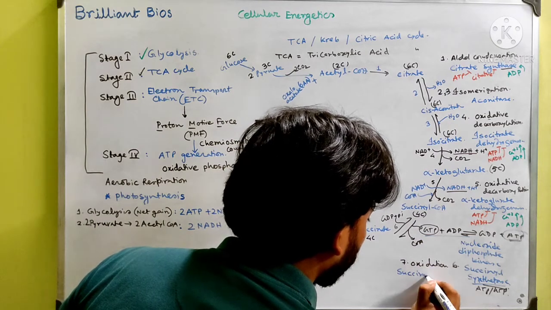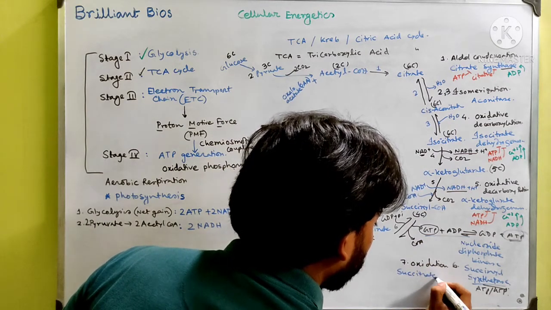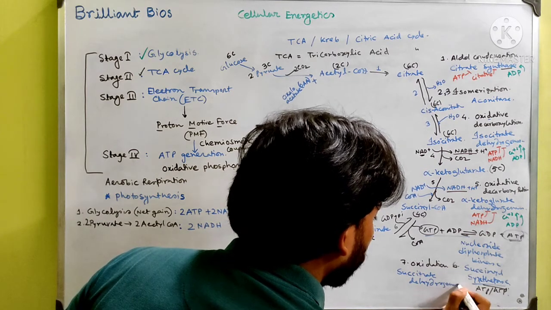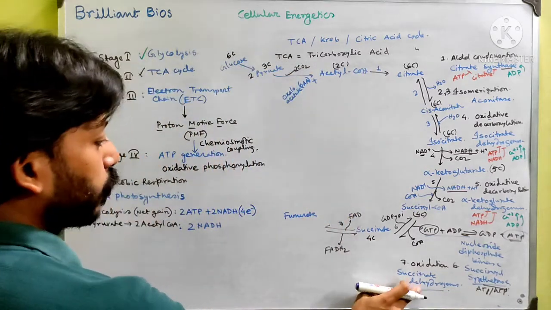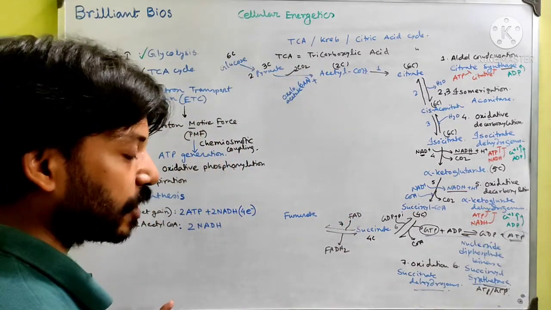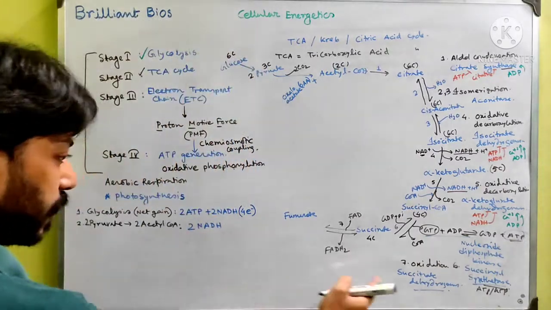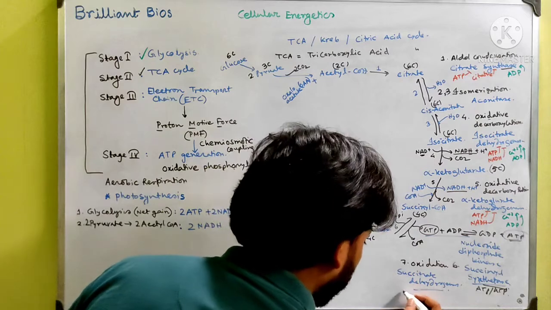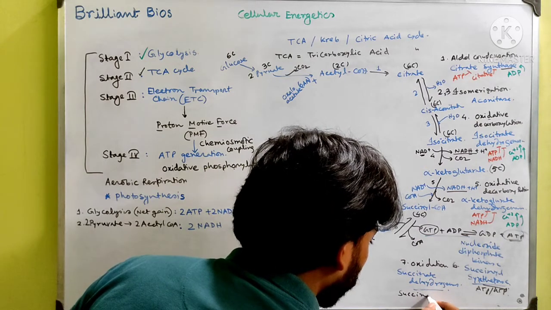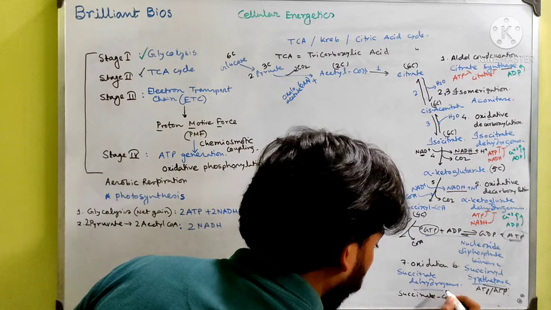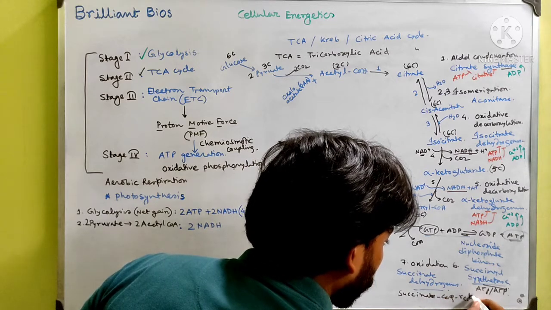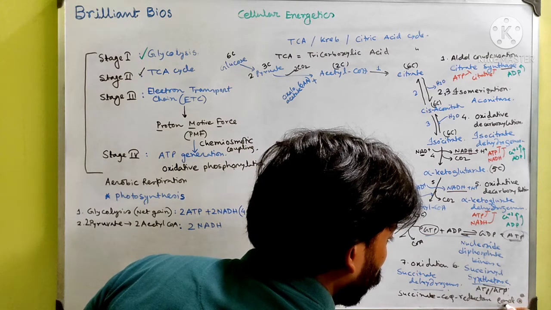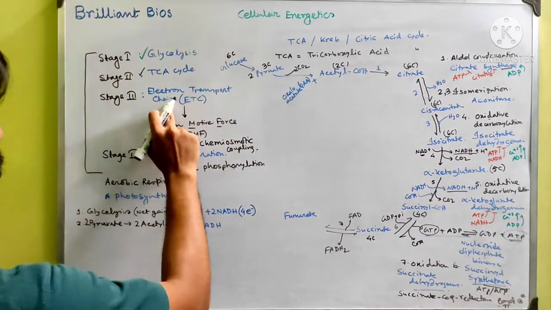Succinate dehydrogenase. The specialty of this enzyme is that succinate dehydrogenase is a subunit of an enzyme complex called succinate CoQ reductase. This is actually complex 2 of the electron transport chain.